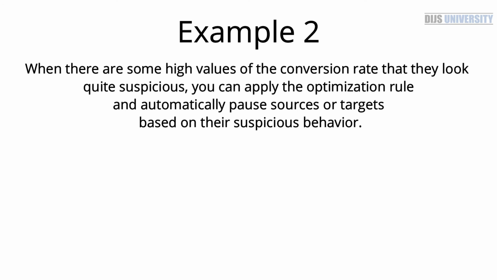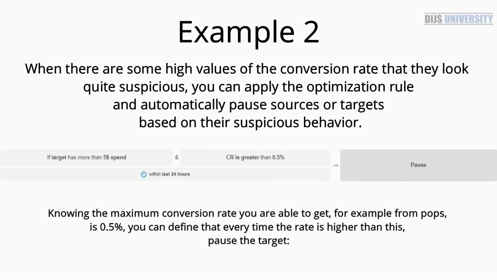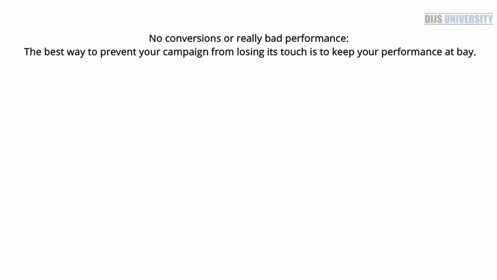So here's going to be our second example. Let's say where there are high values of conversion rate that look suspicious, then you can apply this optimization rule to automatically pause sources or targets based on their suspicious behavior. So knowing the maximum conversion rate you're able to get, for example, from pops is like 0.5%. You define that every time the rate is higher than this, pause the target. Or no conversions or really bad performance.